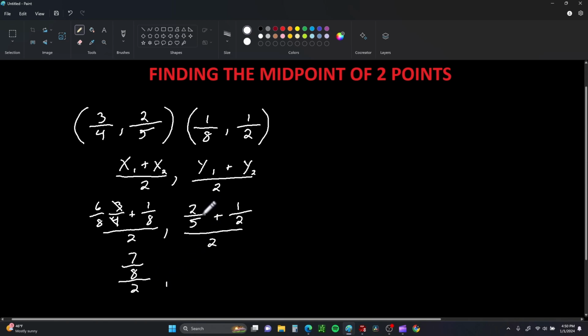And then over here, when I have a 5 and a 2, they're both prime numbers. I'm going to change them to tens. So this was times 2, so this is times 2. And then over here, this would be times 5 to become a 10, so this is times 5. So then 4/10 and 5/10 is 9/10.